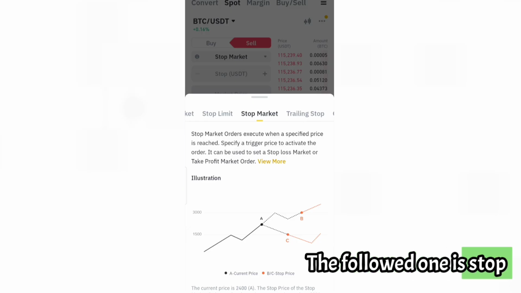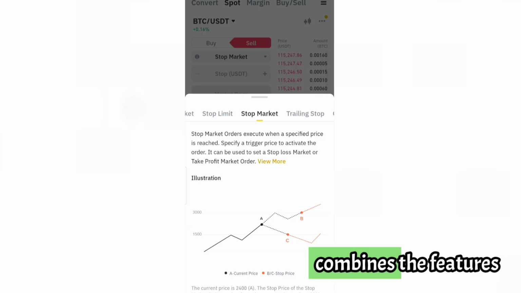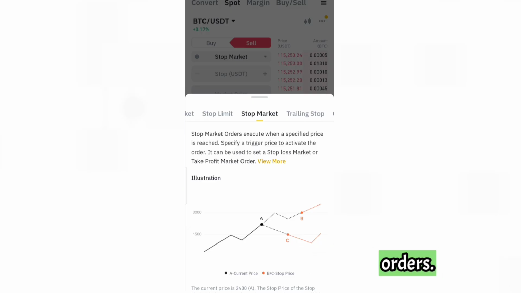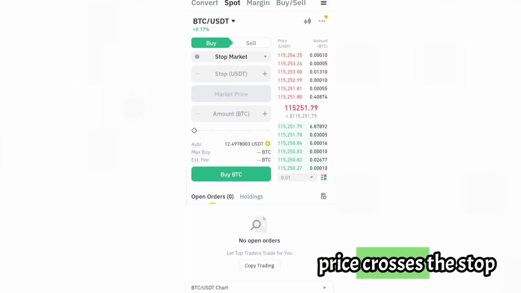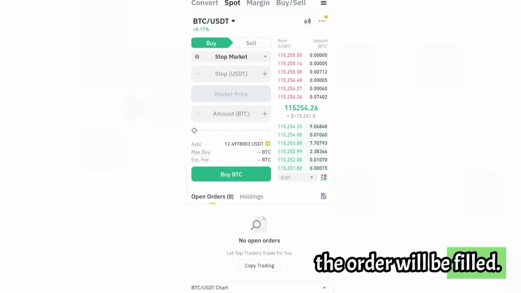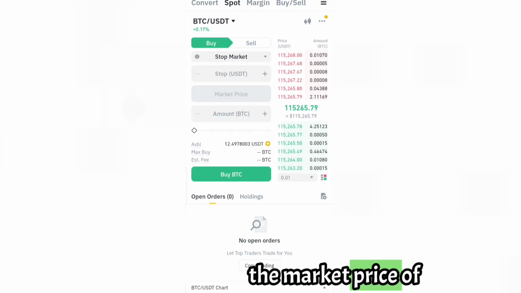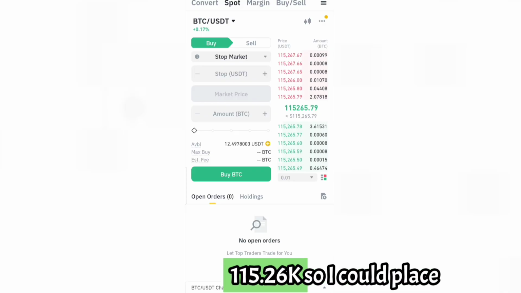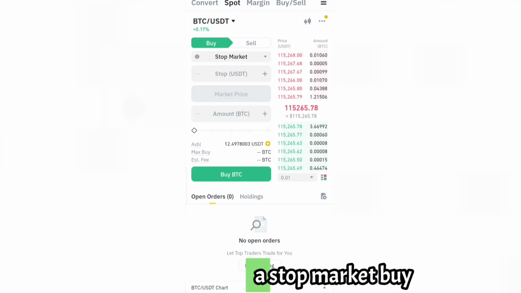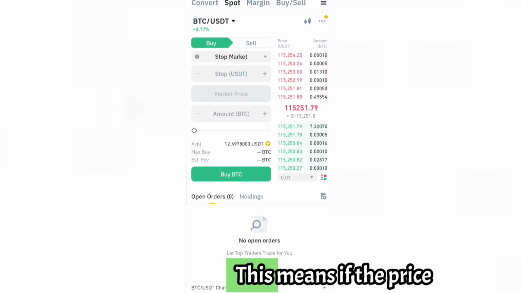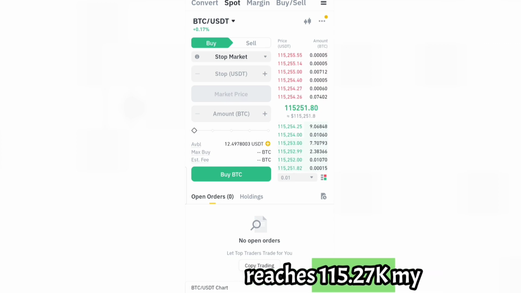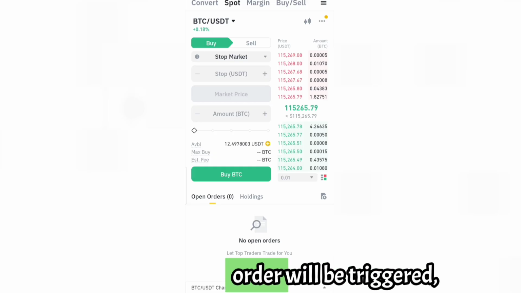The next one is stop market. This type of order combines the features of both stop and market orders. You buy or sell at a stop price, and when the market price crosses the stop price, the order will be filled. For example, the market price of Bitcoin is around 115.26K, so I could place a stop market buy order at 115.27K. This means if the price reaches 115.27K, my order will be triggered.